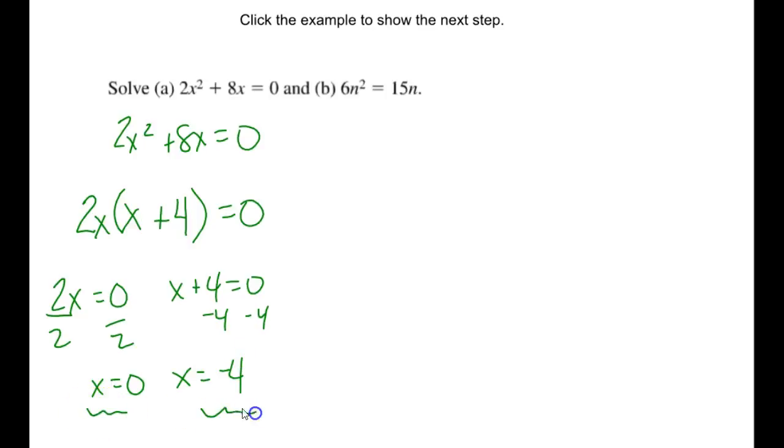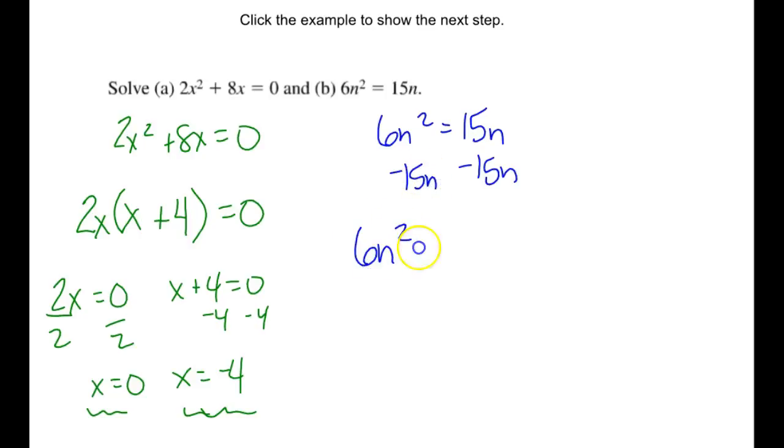So these are my two solutions for this polynomial. So let's look at part B. The first thing I see is I don't have everything on one side. I have a couple of different terms, right? And to use the zero product property, everything has to be on one side and equal to 0. So I'm going to go ahead and get everything over to one side, so I'll subtract 15n. So I end up with 6n squared minus 15n equals 0.